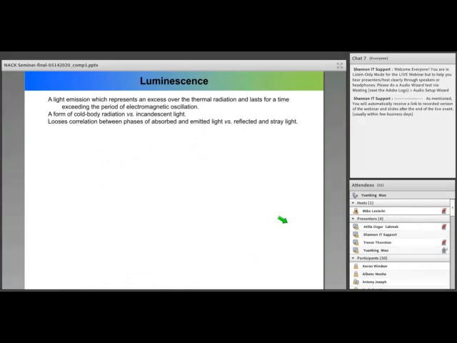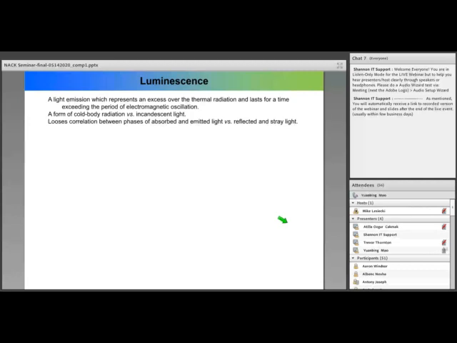So in terms of luminescence, what it is, it's definitely a light emission process. It is an excess over the thermal radiation. We know that even our human body has thermal radiation. That's why infrared detectors can detect us, even in the dark. But luminescence is different. It's the excess over the thermal radiation. That's also the first point I mentioned here, it is a form of cold body radiation.